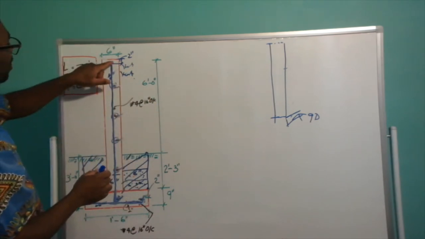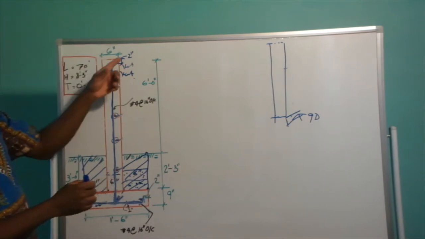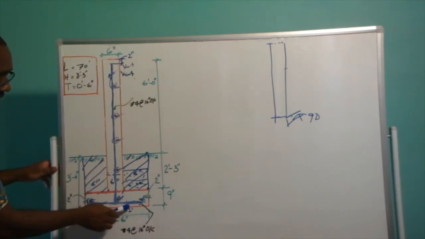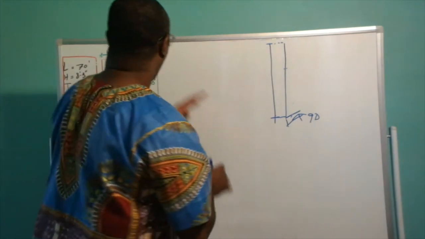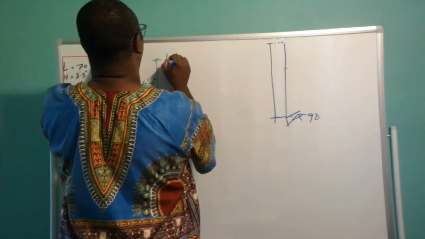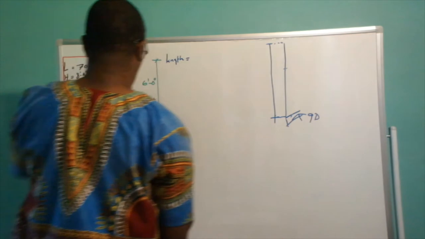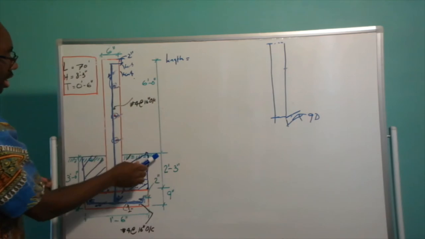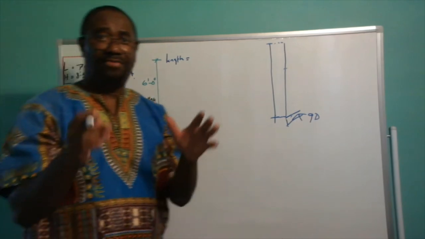So if you notice at the top, there is a concrete cover for the reinforcement of 2 inches. And also at the bottom, there is a concrete cover of 2 inches. So that is a total of 4 inches. So the length of this vertical bar is going to equal the height above the ground line, which is 6 feet, and the height below the ground line, which is another 3 feet, and that's a total of 9 feet.